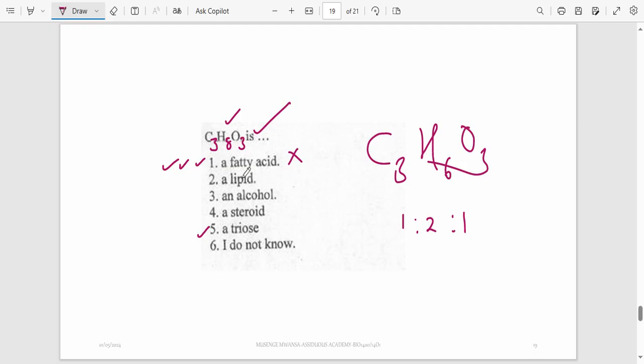The answer is a lipid. Okay, it's a lipid because all these glycerols, these are all lipids. Everything that we talked about are lipids. A fatty acid doesn't follow this formula. This lipid is called glycerol. Does that make sense?